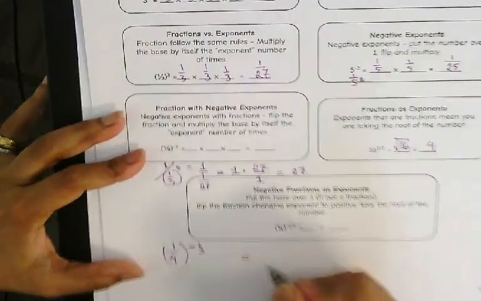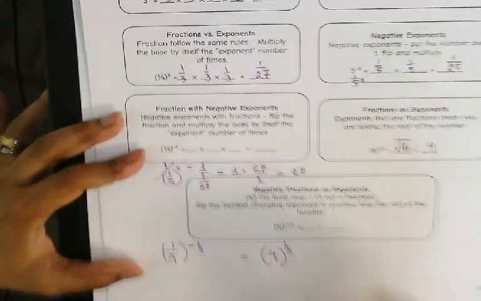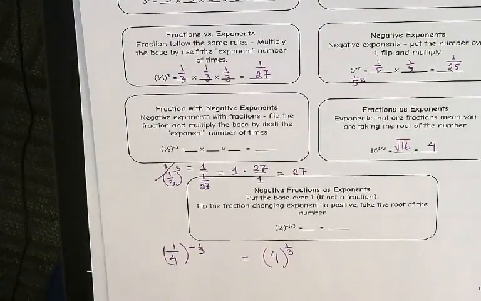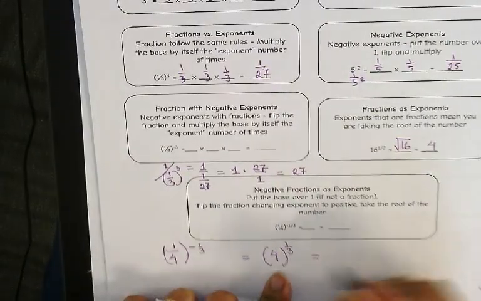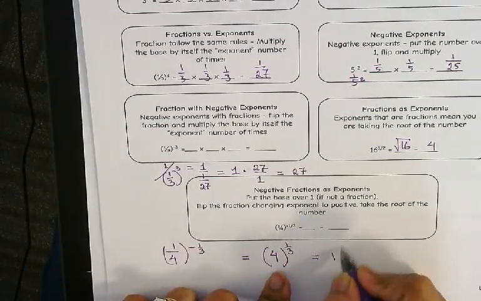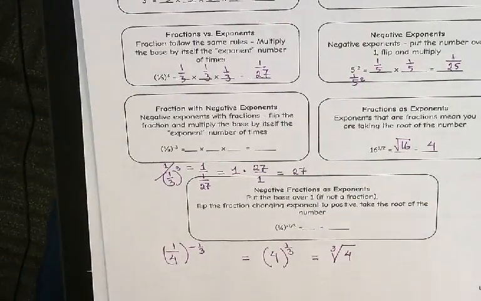Great. So it's going to become 4 to the power 1/3. Are we good up to here? Give me a thumbs up. We good? Alright, great. So now 1/3 will be what power? Say it again. Cube root. Cube root of 4. That's it.